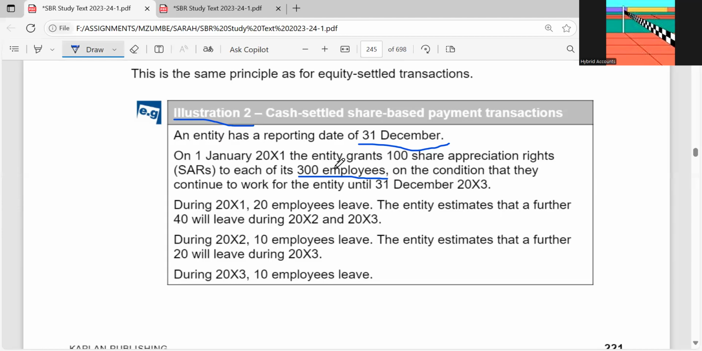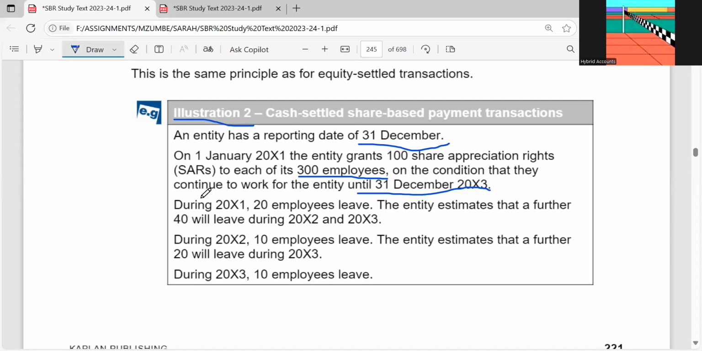On the condition that they continue to work for the entity until 31st December 2023. How many years? The whole of 20x1, 20x2, as well as 20x3, so 3 years is that service condition. Whoever will have left by that period won't be able to exercise the right.